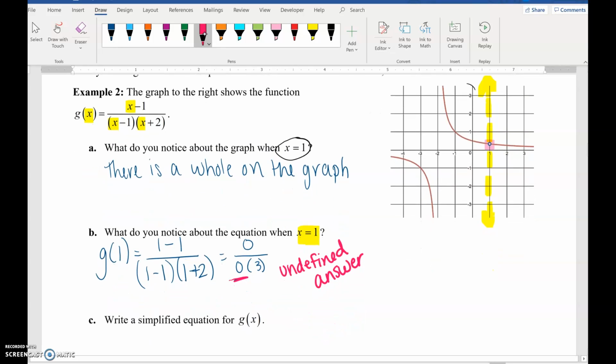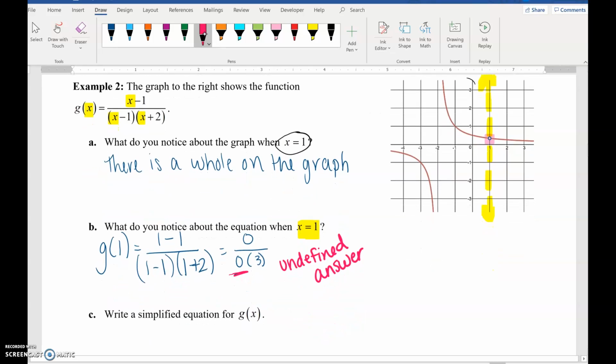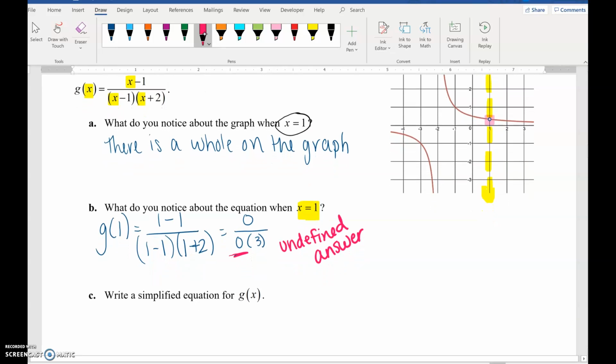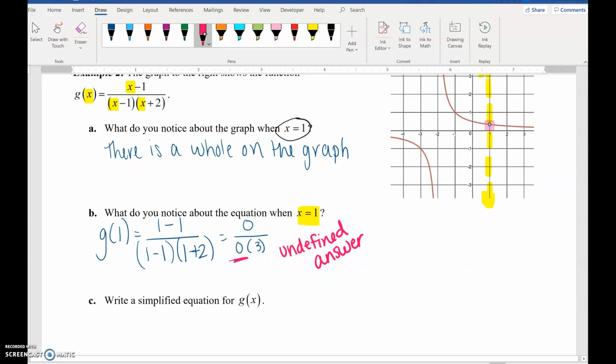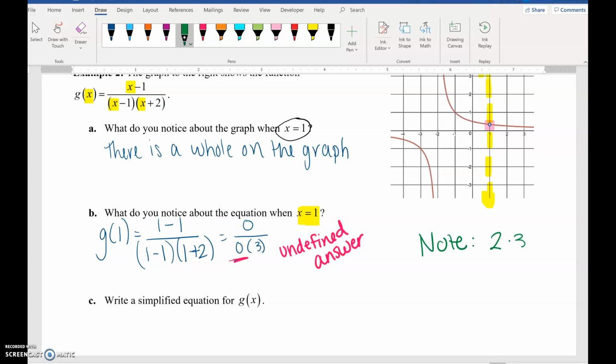Okay. Let's keep going though. Let's look at some more things about this function. It says, write a simplified equation for g of x. Well, let's think about something. Let's go over here and play around with something. If we had 2 times 3 divided by 2 times 4, we would say, well, 2 and 2 is just going to be 1. So this is really 1 times the 3 over 4. So it would be just 3 over 4. Well, it's the same idea over here.